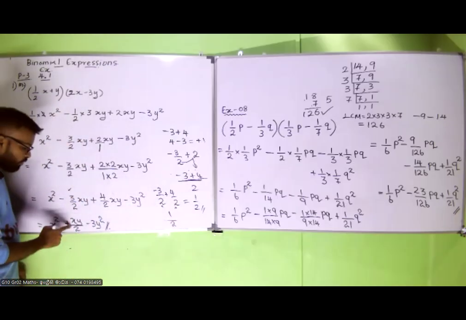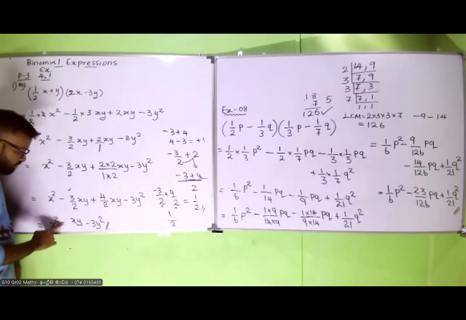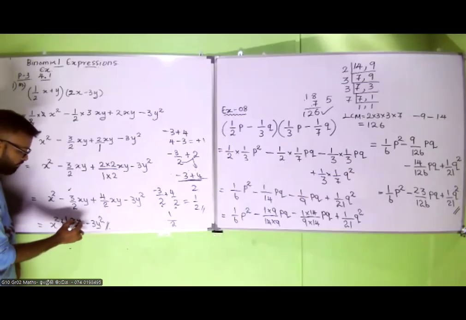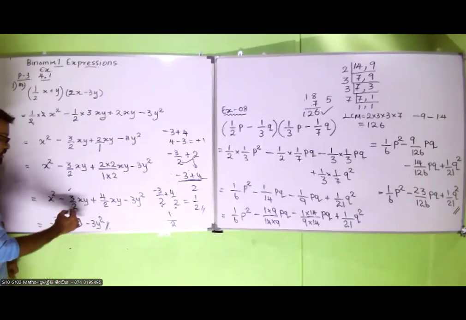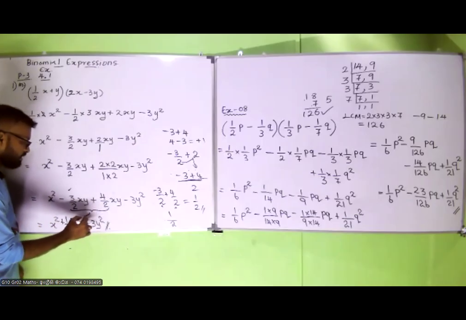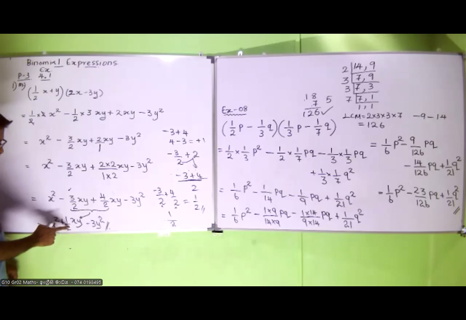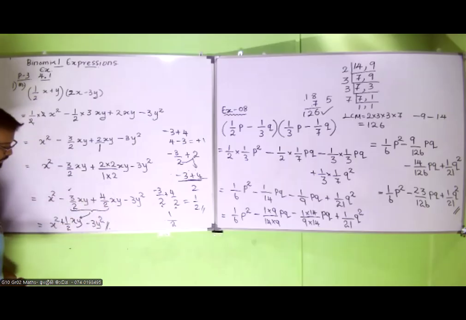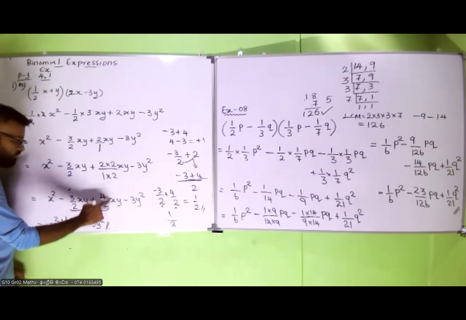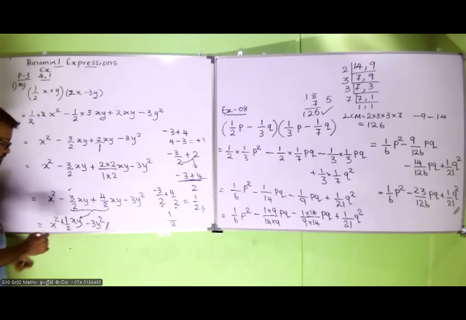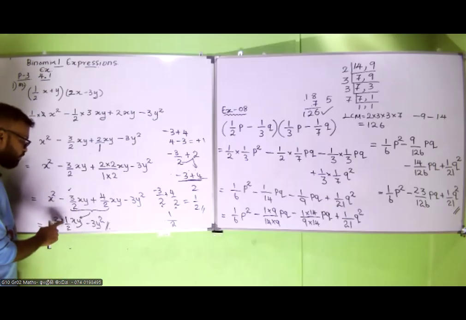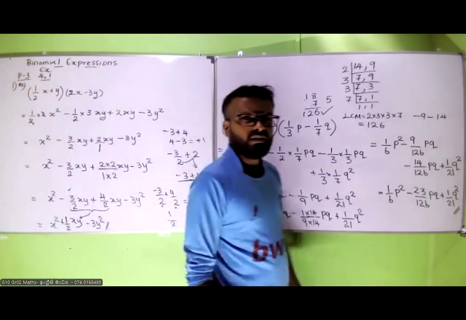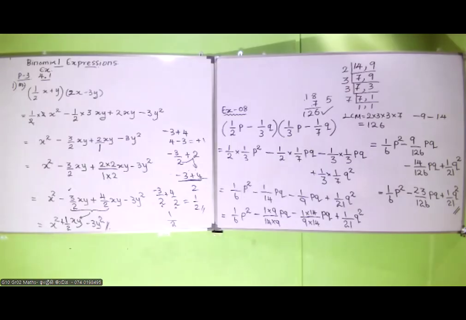Right? 1 upon 2. Positive 1 upon 2. So the answer for this part is this. The fraction part. If you simplify the fractional part, you will get 1 upon 2 here. Correct? So you might end up with 0.5 if you are dealing with decimal numbers. Clear?